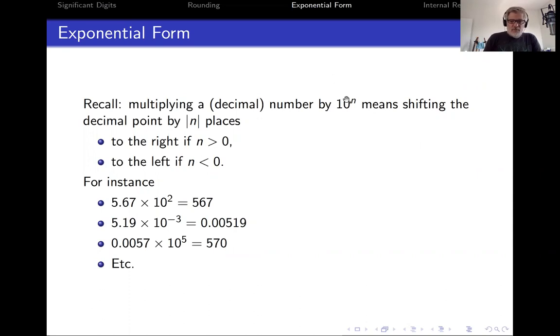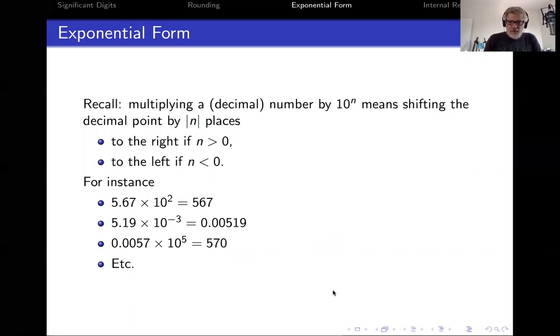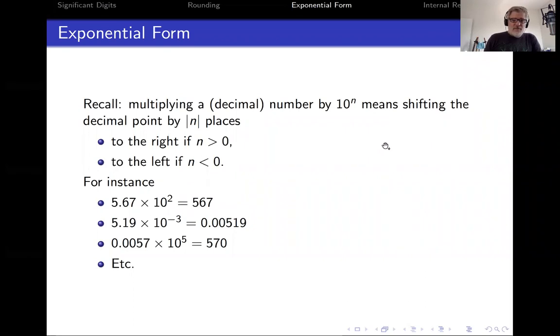I have a few examples here. 5.67 times 10 to the power 2. We have a positive exponent 2, so that means you shift the point to the right by 2 spots. So that's 567. 5.19 times 10 to the power negative 3. The exponent is negative, so you're shifting the point left by 3 spaces. So that's 0.00519, and so on. I assume you are all familiar with this.